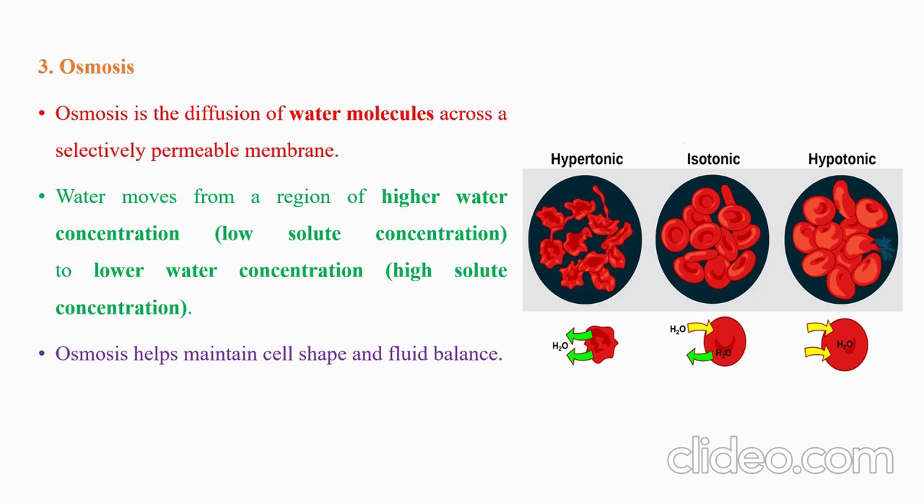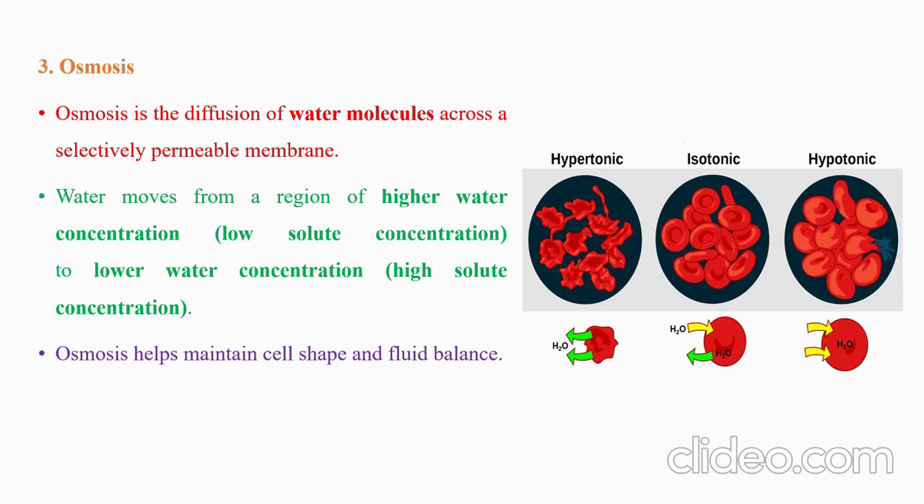The direction of water movement depends on the concentration of water inside and outside of the cell. In an isotonic solution, the concentration of water is equal inside and outside the cell, so the intake and output of water are balanced. In this condition, animal cells function normally because there is no net movement of water.